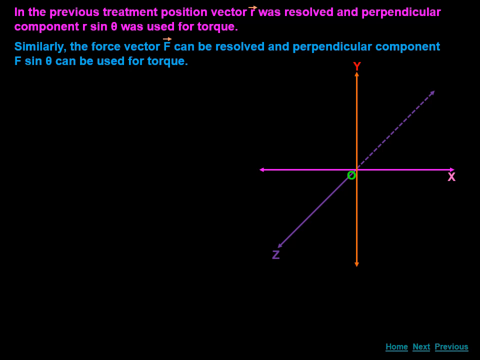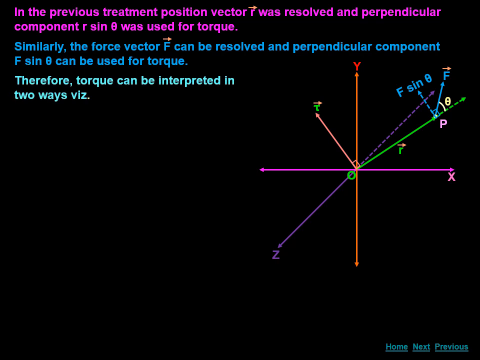Again consider this three-dimensional space, and there is point P. This r vector is the position vector of point P, F vector is the force acting on point P, and the angle between this force vector and r vector is theta, and this small blue arrow represents the perpendicular component of force vector, that is F sin theta.